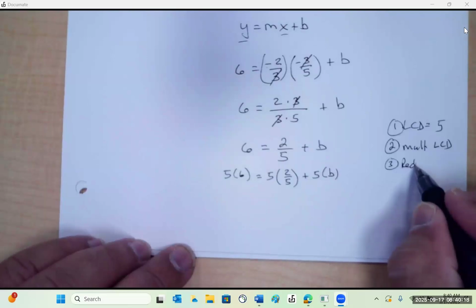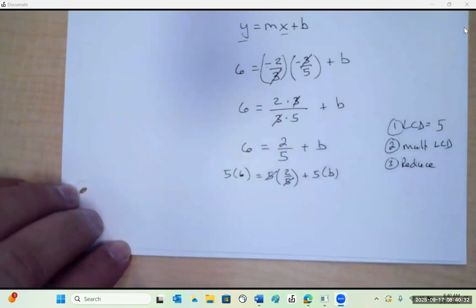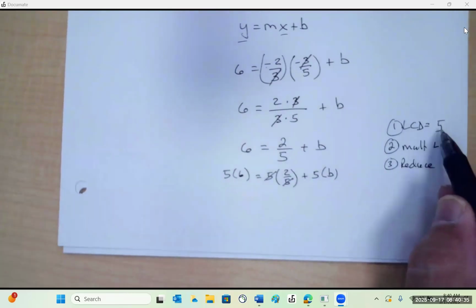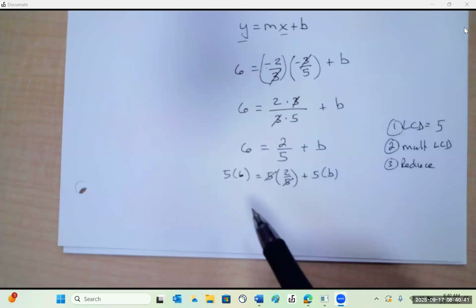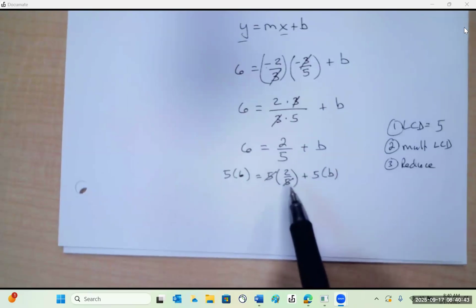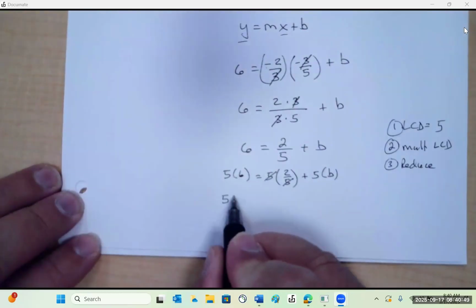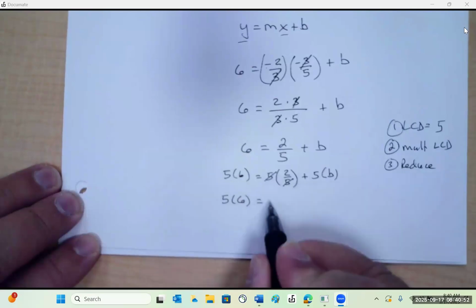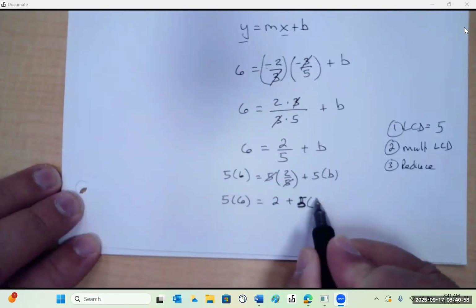Third step, reduce. Does anything cancel anywhere through there? The 5's. Well, typically, here's a rule of thumb. The LCD, if it doesn't cancel completely, it should at least be simplified. It has to reduce with the denominators you have in there. That's why it's the LCD. So what we have now is 5 times 6. The 5's are gone, so we just have 2 plus 5 times b.